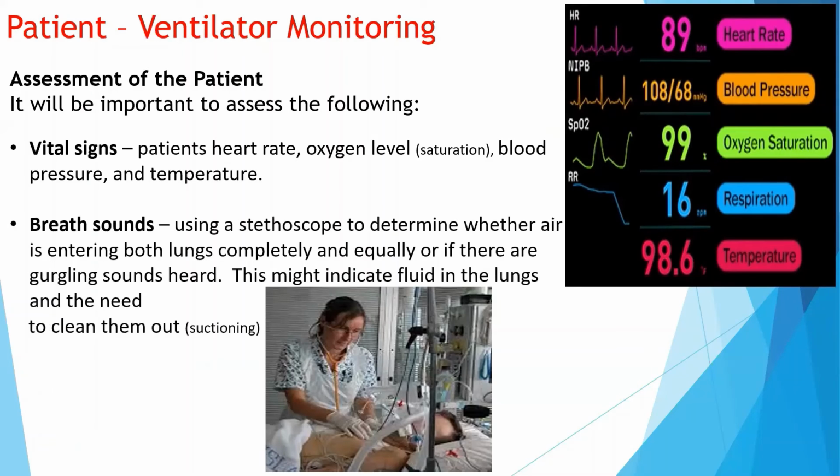The attendant will also want to check breath sounds using a stethoscope to determine whether air is entering both lungs equally or if there are gurgling sounds heard. This might indicate fluid in the lungs and the need to clean them out.